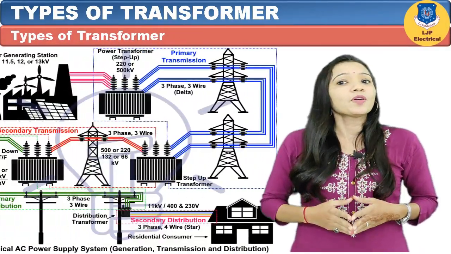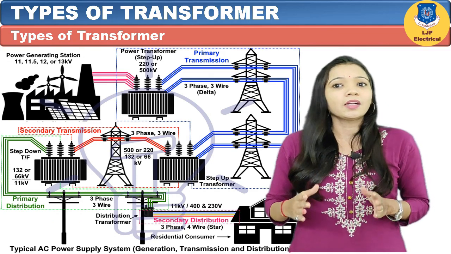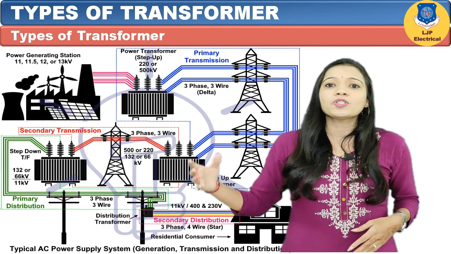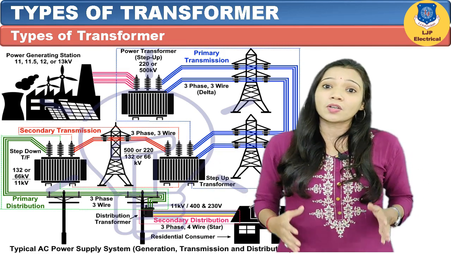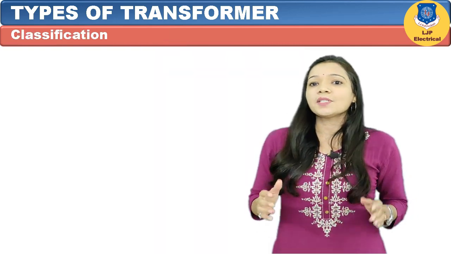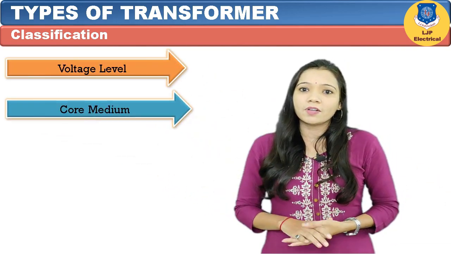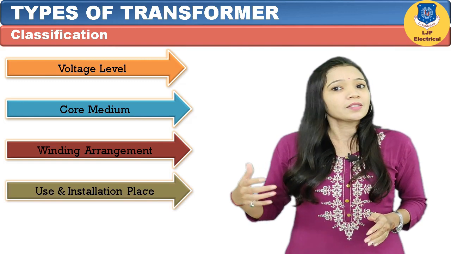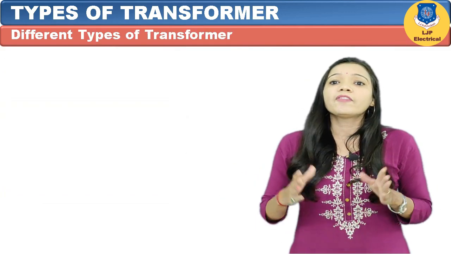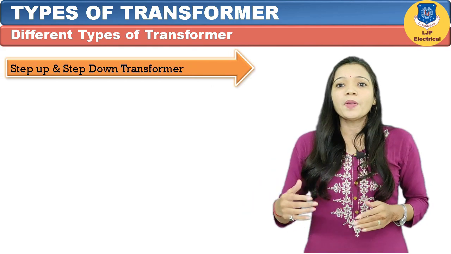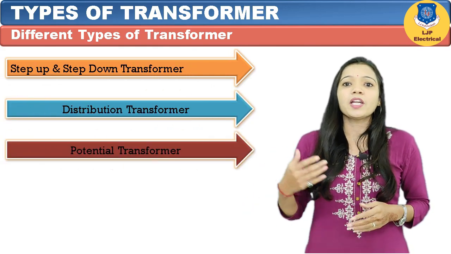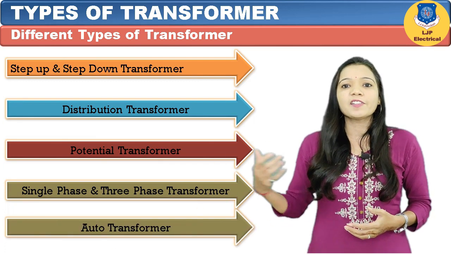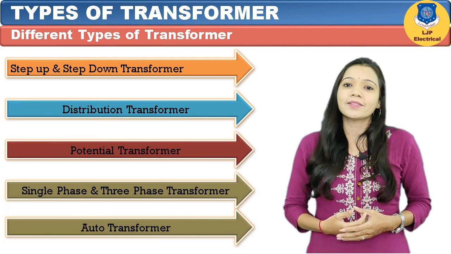There are several types of transformers used in the electrical power system for different purposes, like in power generation, distribution, transmission and utilization of electrical power. The transformers are classified based on voltage levels, core medium used, winding arrangement used, the installation place, etc. Here we discuss different types of transformers: the step up and step down transformer, distribution transformer, potential transformer, power transformer, single phase and three phase transformer, auto transformer, etc.